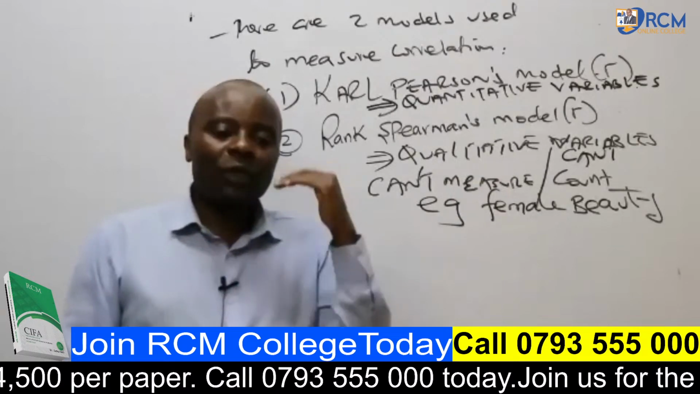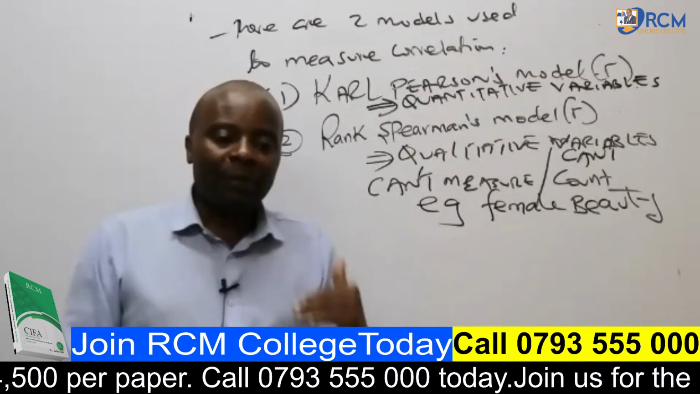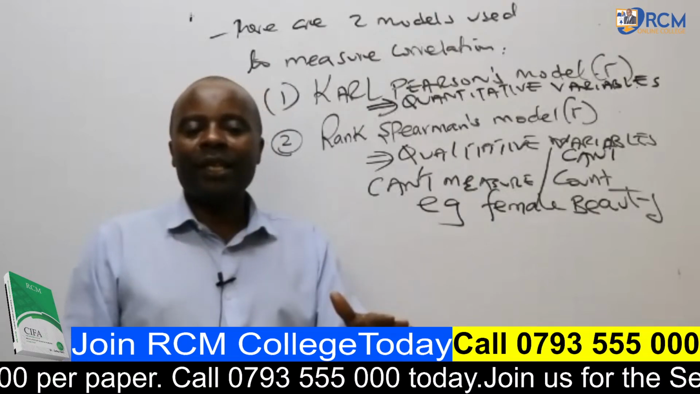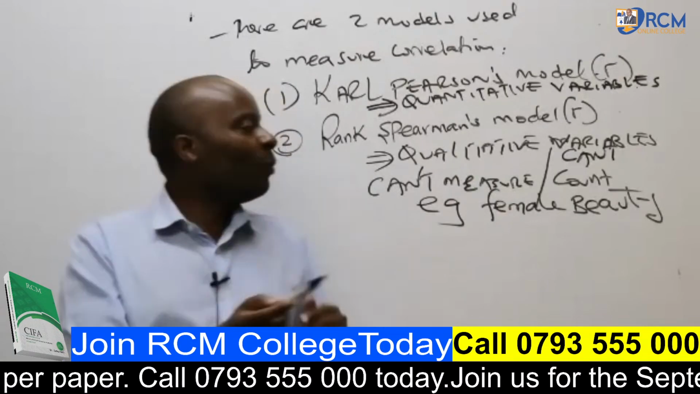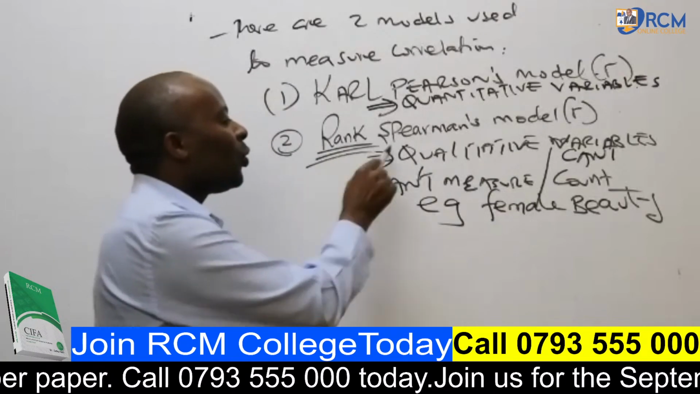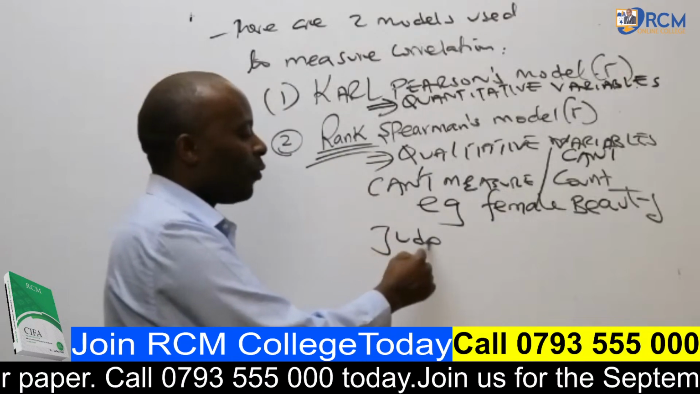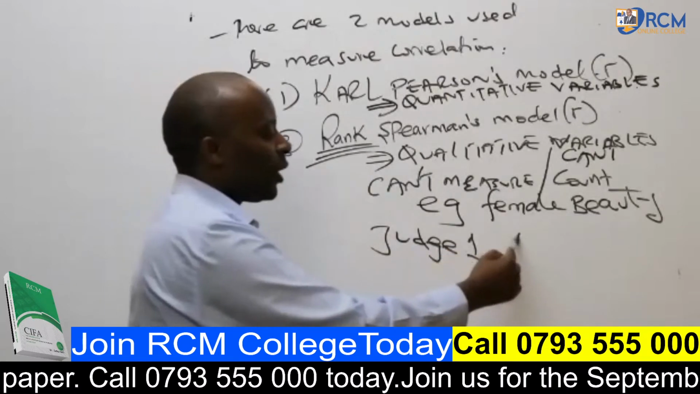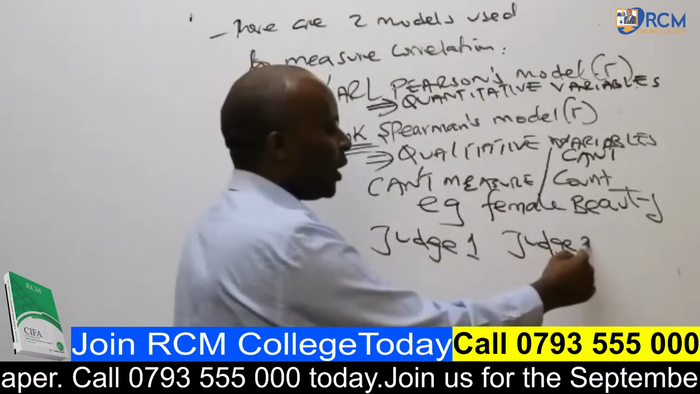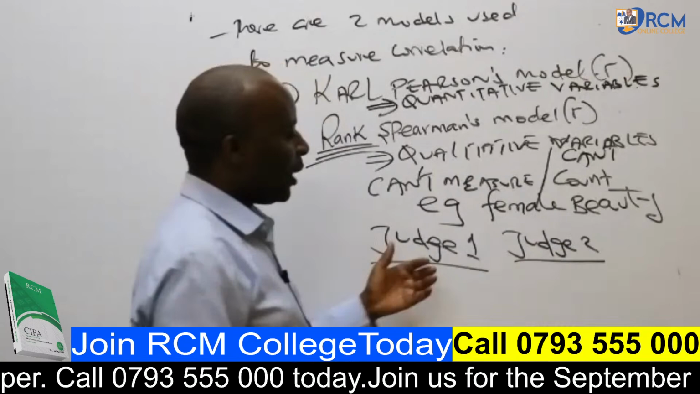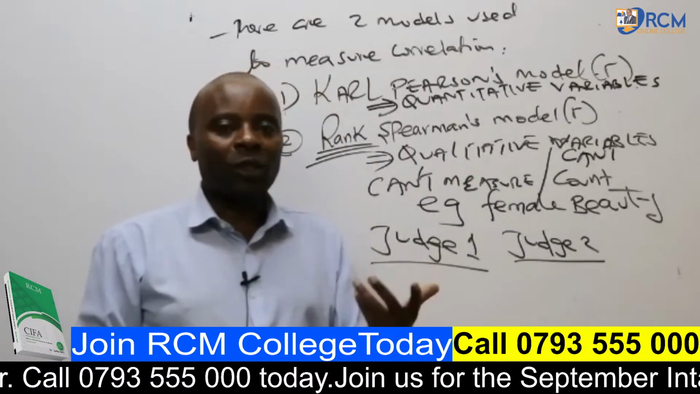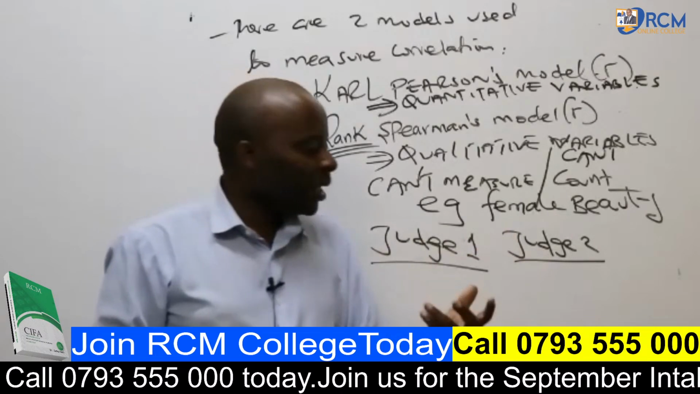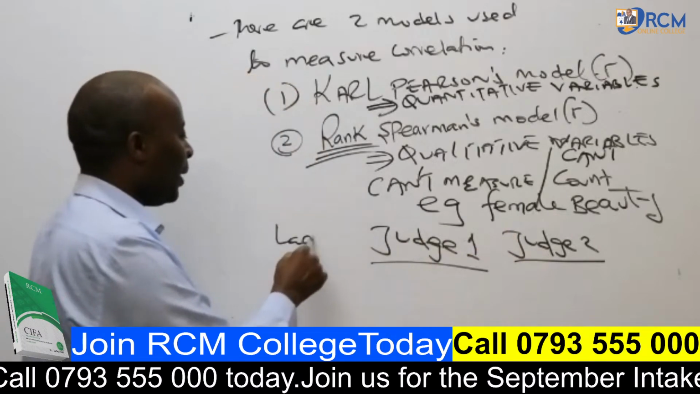And that is why, ladies and gentlemen, at the end of the day, in measuring qualitative variables the only thing you can do is to have judges. Have, for example, judge 1 and judge 2. These judges will be gentlemen who are idlers out there. You get some idlers, and then you give them names of ladies.